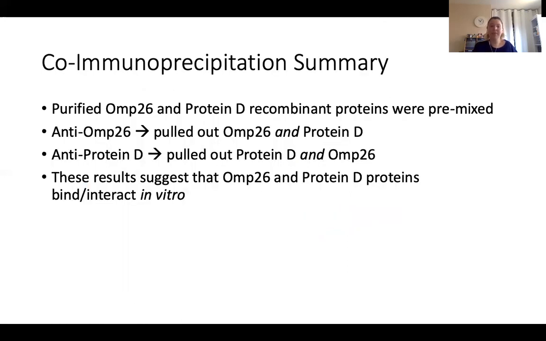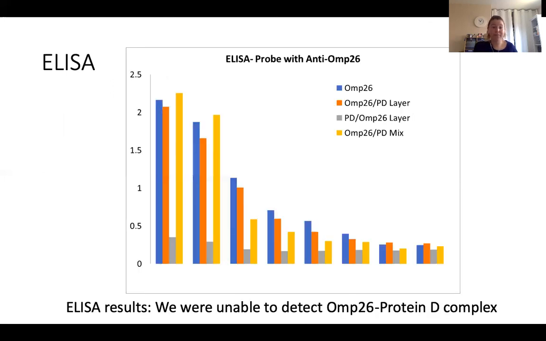So just a summary, we took purified OMP26 and protein D recombinant proteins. They were pre-mixed overnight in a solution. With anti-OMP26 conjugated beads, we were able to pull out OMP26 and protein D. This was the same case for anti-protein D conjugated beads. So this suggests that OMP26 and protein D proteins do bind and do interact in vitro.